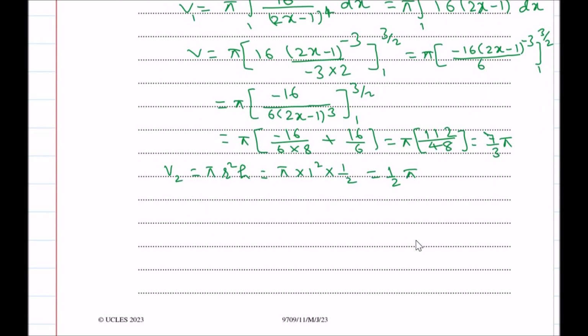So V1 we got, V2 we got. Now we need to find V, the required volume. So required volume is V1 minus V2, that is 7 by 3 pi minus 1 by 2 pi, and that gives us V equal to 11 by 6 pi. Units cube.